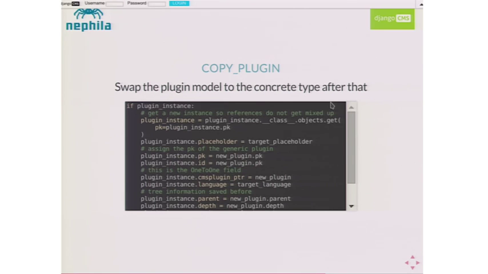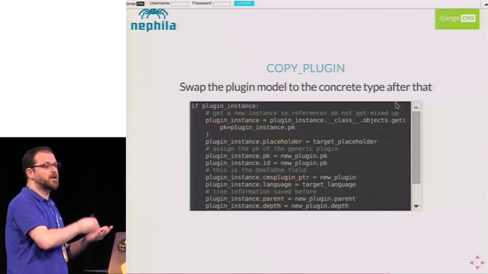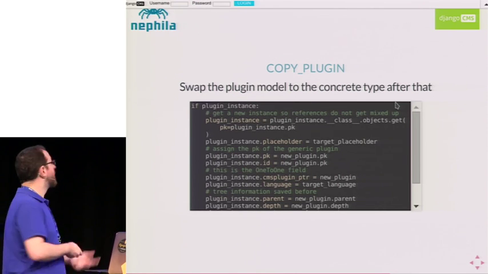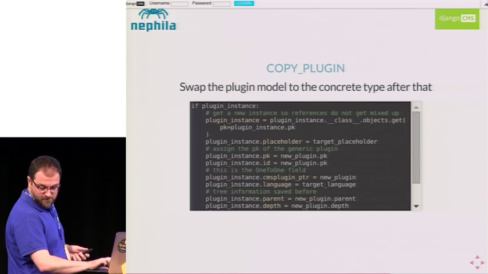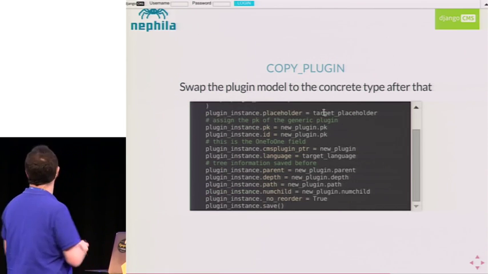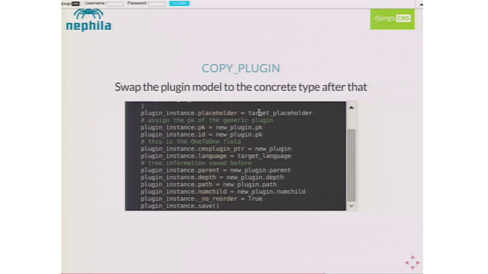This plugin instance is not the source plugin anymore, it's the target. Then we can just scroll a bit down here. We can just copy the tree attributes we created on this plugin, and then when we save the previous source plugin, now the target plugin, we end up having the same tree information as the generic plugin before, and all the data copied automatically by the Django ORM.